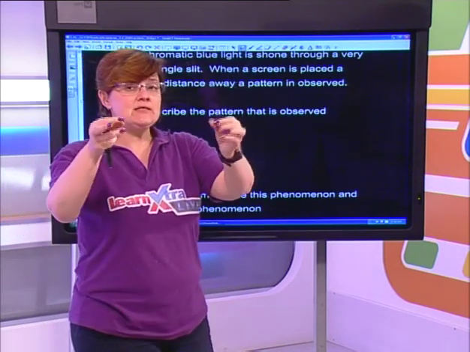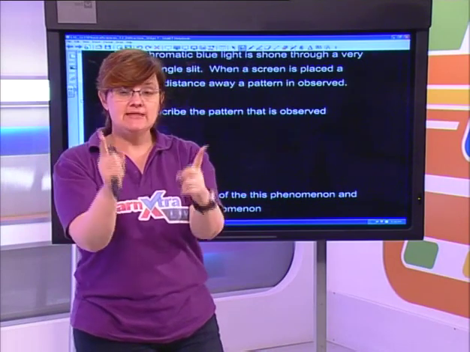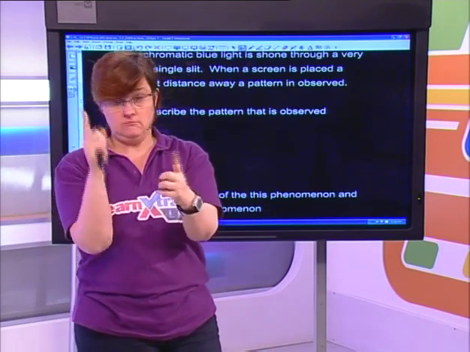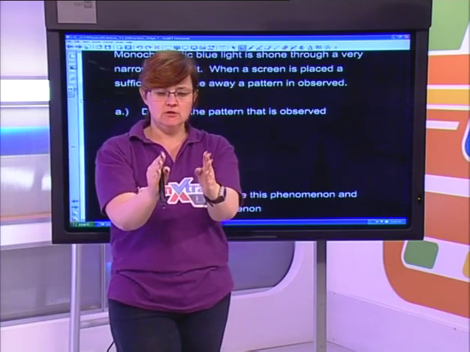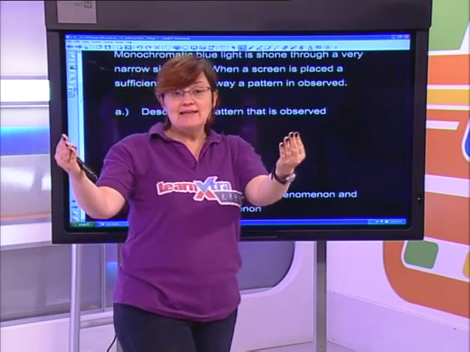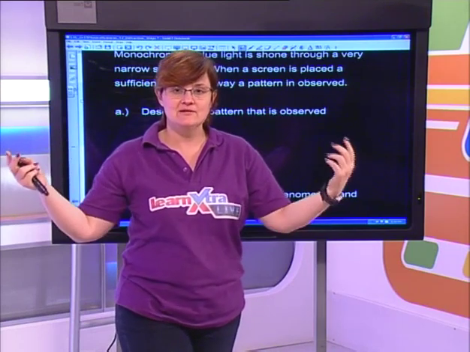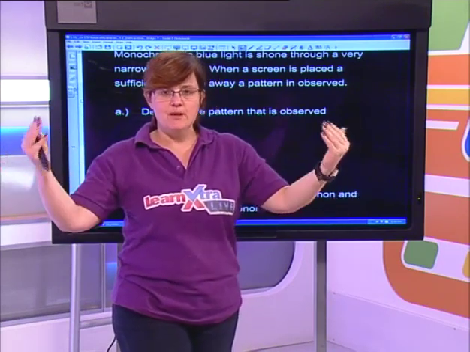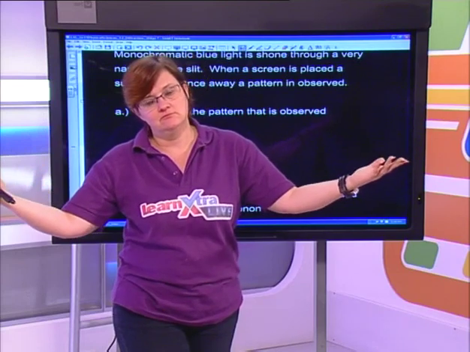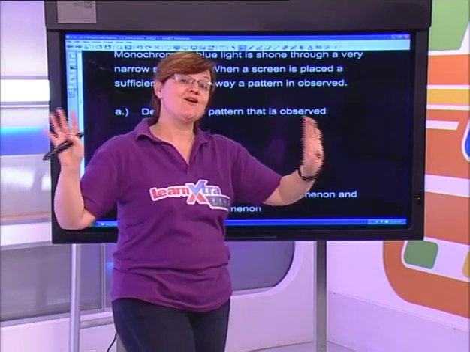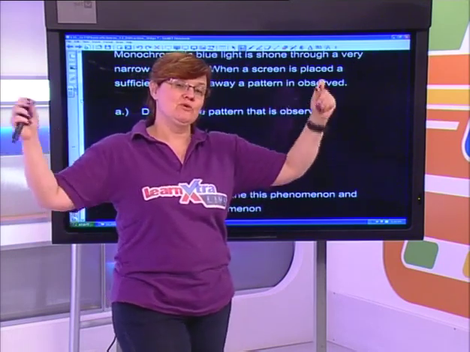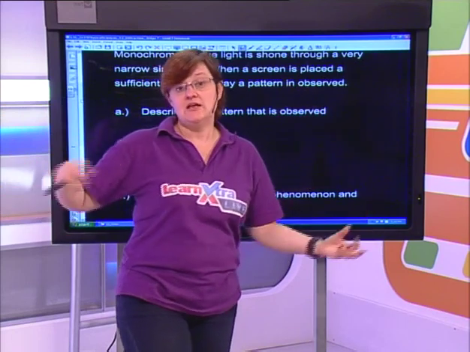A bright blue central band, okay? Why is it blue? Because it's blue light. Bright blue central band with alternating dark and blue bands on either side of it. Simple as that. Central bright blue band with alternating dark and bright blue bands on either side.